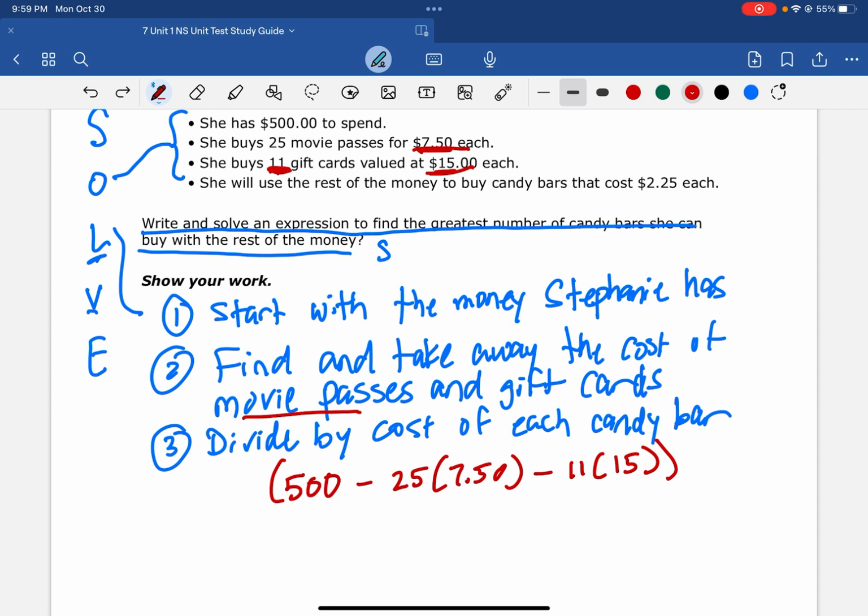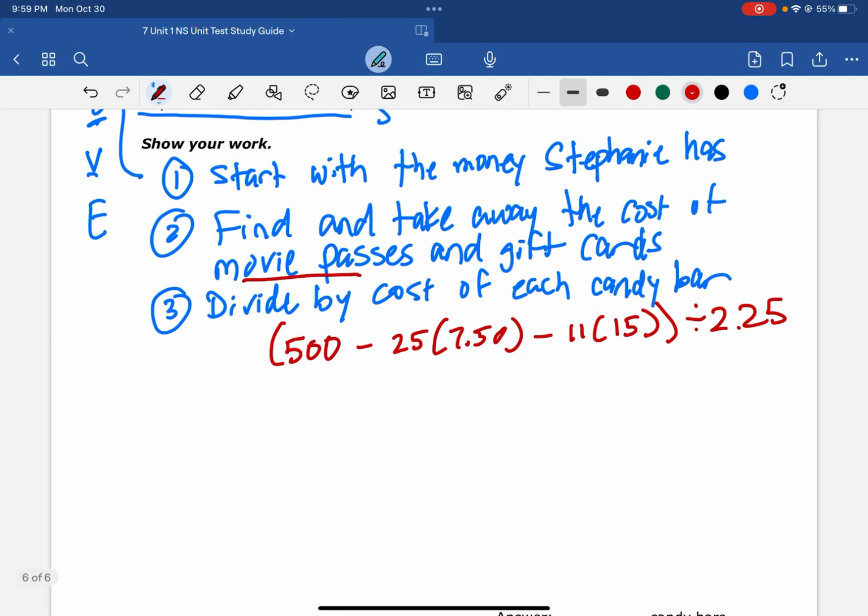You could have also just done that and then divided by $2.25. Either way would have been fine. You're probably going to be more likely to see it as a fraction. So I'm actually going to stick with this way, and the reason why is because it makes putting the work down a little bit neater.